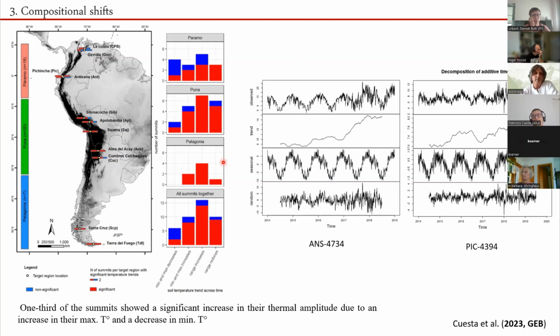So we found that a third, which apparently is not that much, but from my understanding it's a lot, show a significant increase in their thermal amplitude, where temperature maxima are higher and minima are lower. So the daily amplitude is increasing consistently from Venezuela, from Mérida, to Tierra del Fuego in Patagonia.